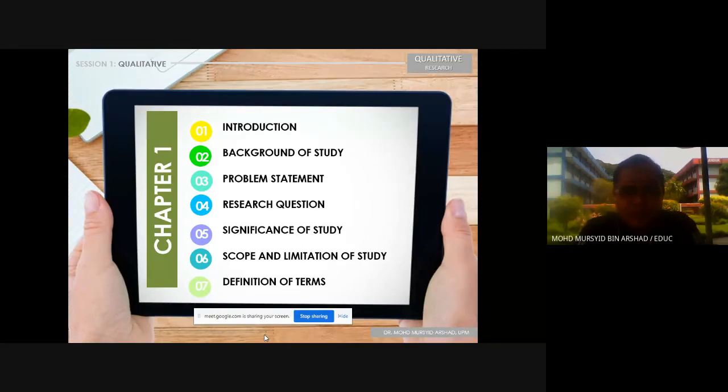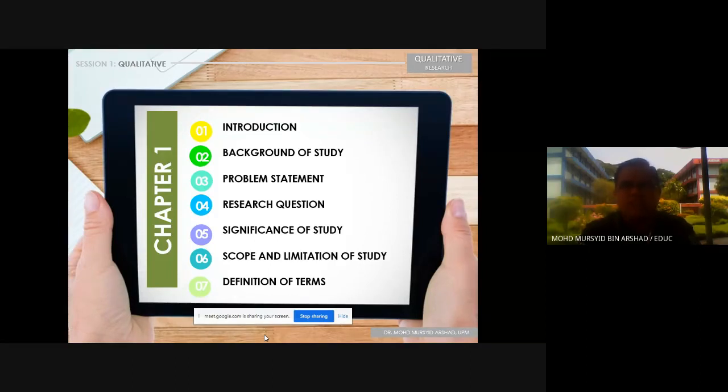And last but not least, in chapter 1, you write down your definition of terms. In qualitative research, the suitable words that you can use is definition of terms. It's not the operational definition, no, because we are not going to test that. So you highlight the terms that you use. Maybe your term here is, for example, youth.